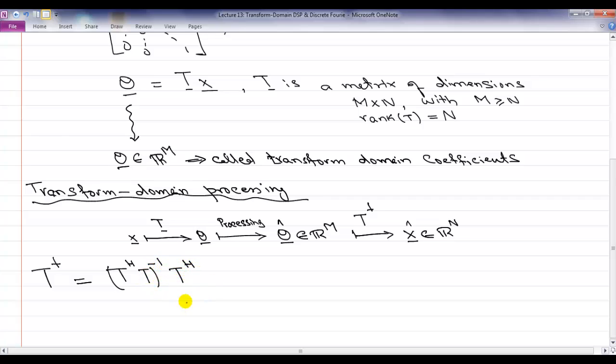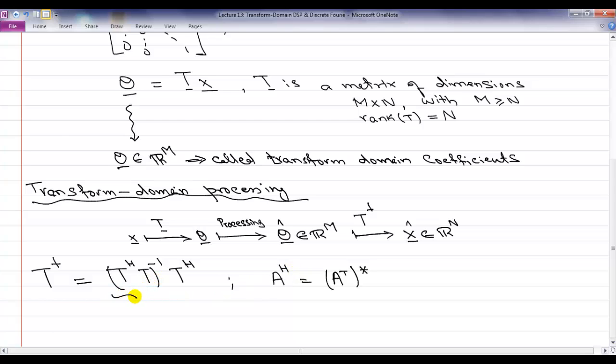T Hermitian. Where Hermitian, for those who don't know, if I take the Hermitian of a matrix, is equivalent to taking the transpose and the conjugate of that transpose, or the other way, it doesn't matter. You can first take the conjugate and then take the transpose. So the Hermitian simply means you take your matrix, you take its transpose, and then you take the conjugate of its entries.